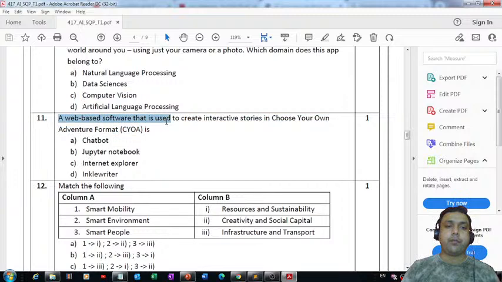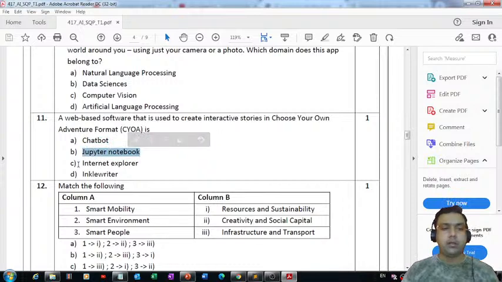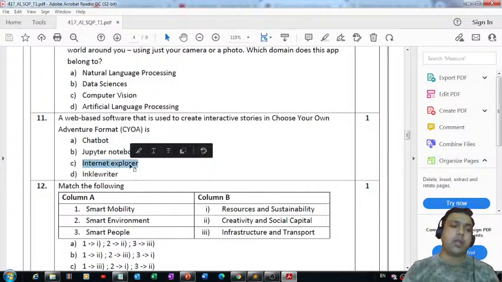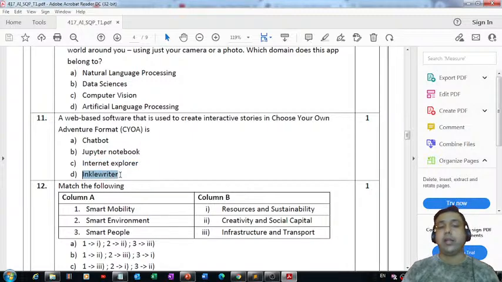A web-based software that is used to create interactive stories in choose-your-own-adventure format is... Chatbot is not the one. Jupyter Notebook is a coding platform, so this is not the correct answer. Internet Explorer is a type of browser. So the correct answer is Inkle Writer.